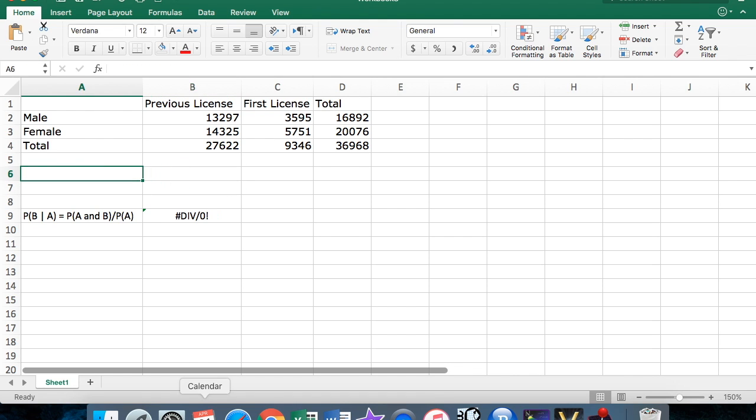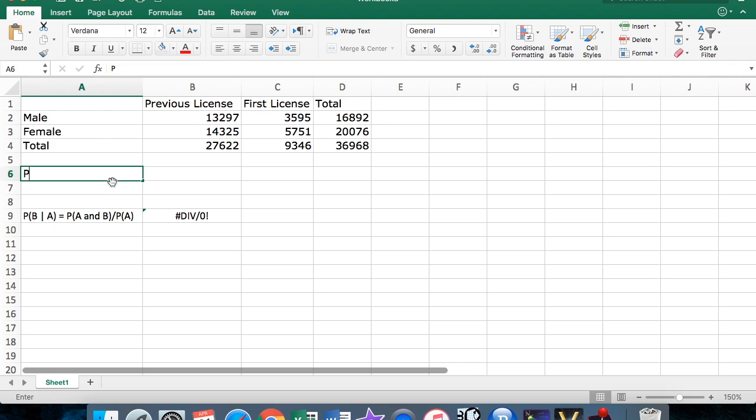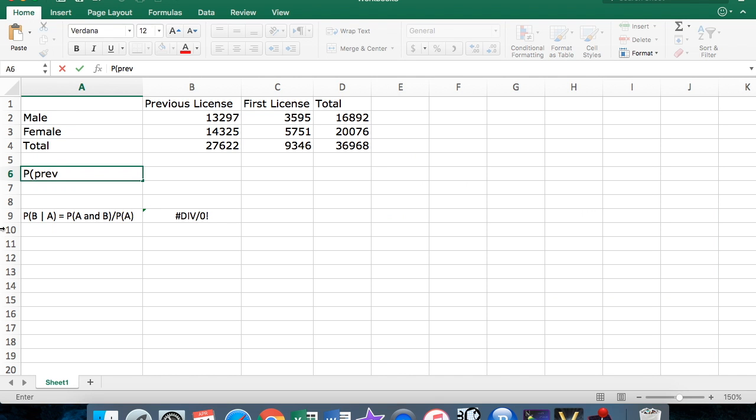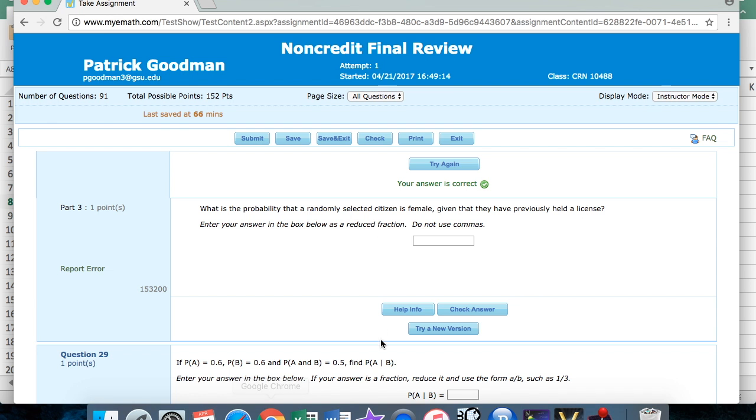All right, so now I want the probability that a randomly selected citizen is female given they had a previously held license. So in other words, we have the probability female, or sorry, is it renewing license? Yeah, previous license. So previous or renewing, in other words, and female. So we have probability previous and female. And then the probability that we have previous, I believe, was what was given. Right, so probability given they had a previous license.